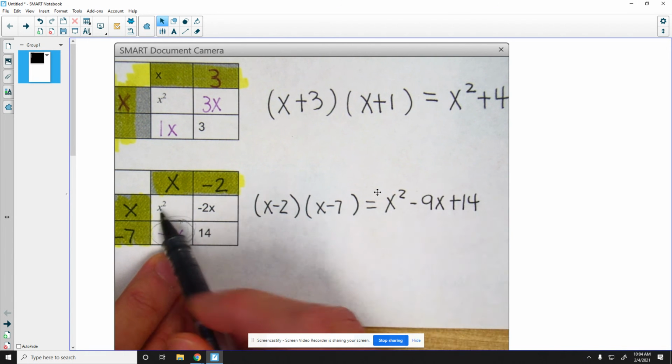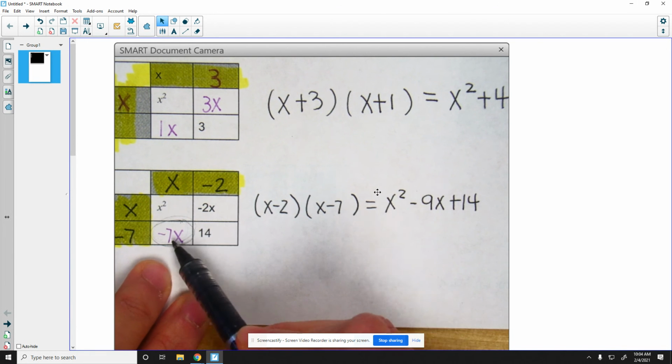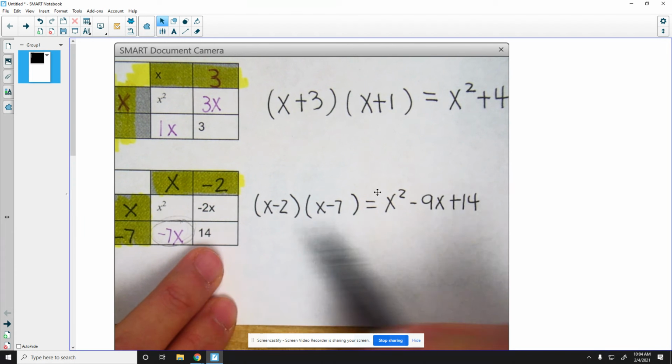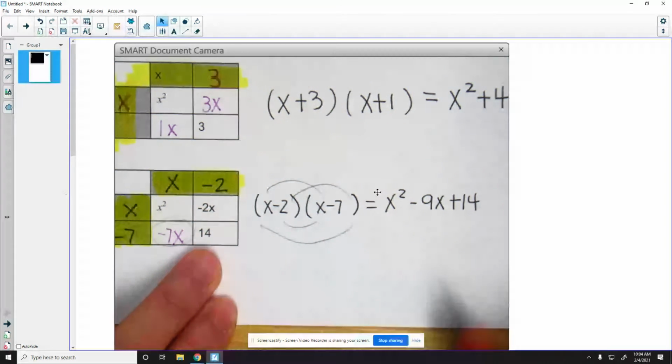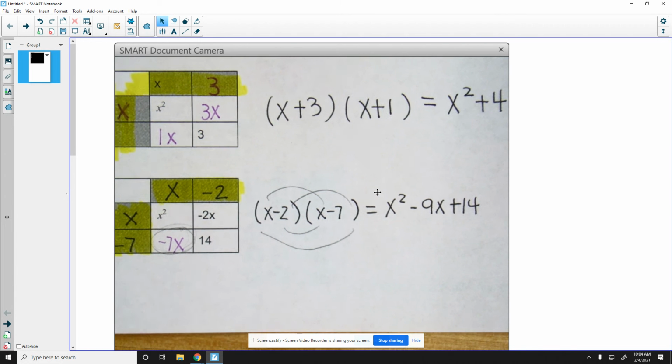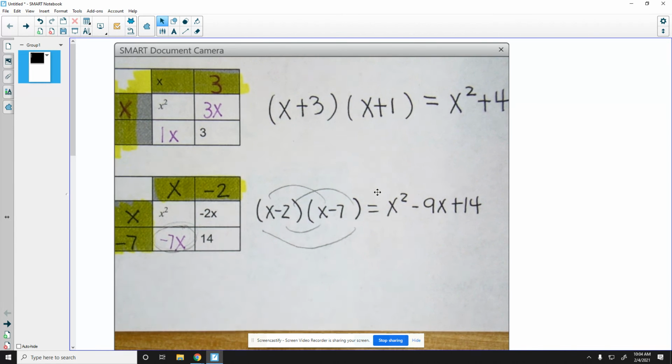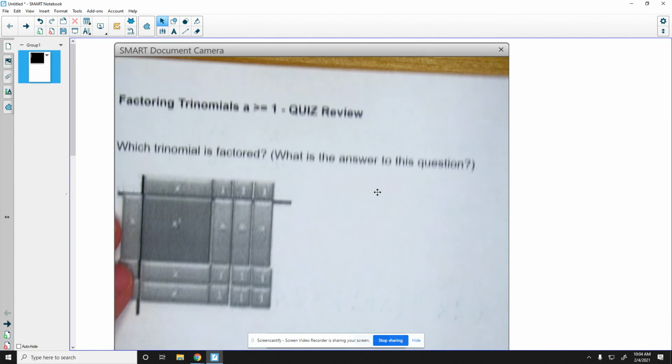Okay, so you have an x squared, so you write x squared. Negative 2x, negative 7x gives you negative 9x, and then you have a 14. And you know you got it right because if you actually FOILed it or multiplied it out, it would be that. Okay, so that's something that you might see on this quiz that you might be like, what? So that'll help. Okay, let's do the back side.